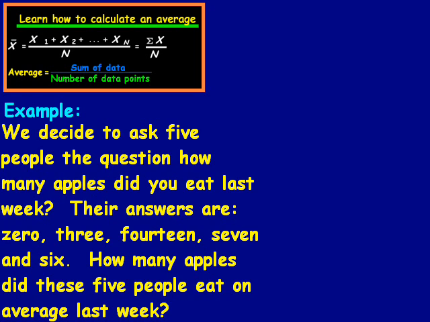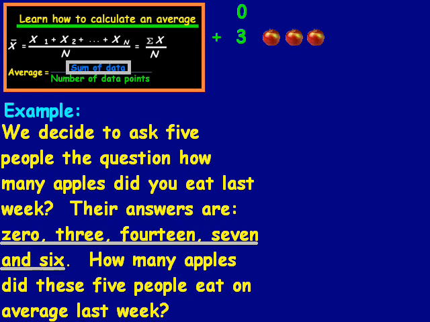Now, to solve this, we'll use our average formula from earlier, where an average is equal to the sum of data divided by the number of data points. First, let's take a look at what the sum of the data is. If you remember, their answers were one person had 0 apples, so we add that as one data point. Another person had 3 apples, so 0 plus 3 is 3.